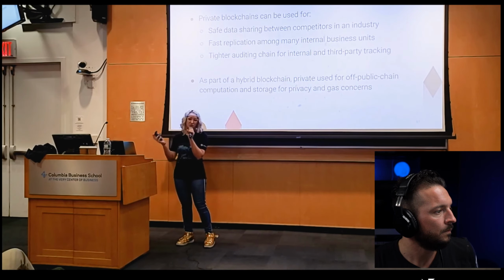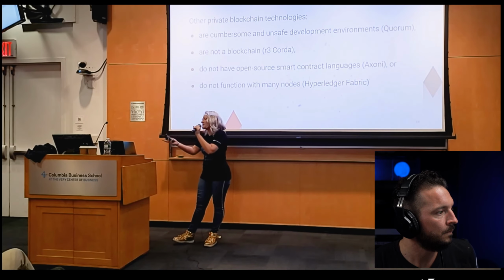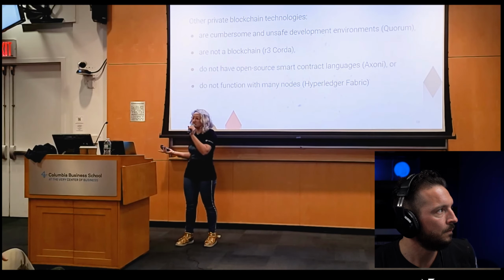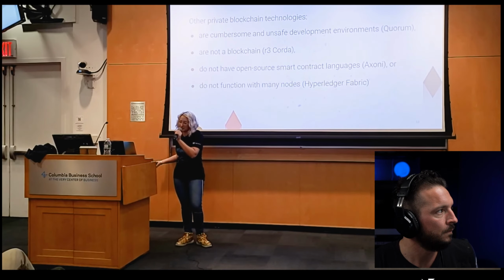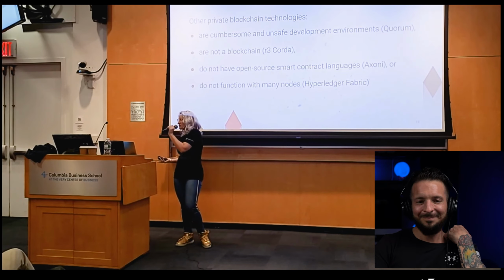Other private blockchains, some of them have unsafe development environments because they're on the EVM. It's not their fault. Some of them aren't really blockchains, like Corda. They're totally upfront about the fact that they're not a blockchain, but they use the word blockchain because it's sexy and it sells. Axoni, I mean, all these people are way more successful than we are in that they have bigger clients and more contracts, so I don't feel bad picking on them. Axoni doesn't have an open source smart contract language, although if you go to their website, it does say committed to open source, whatever that means.